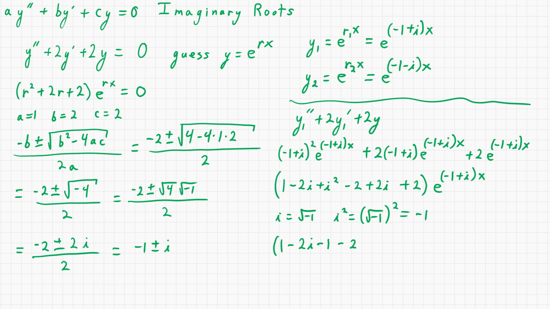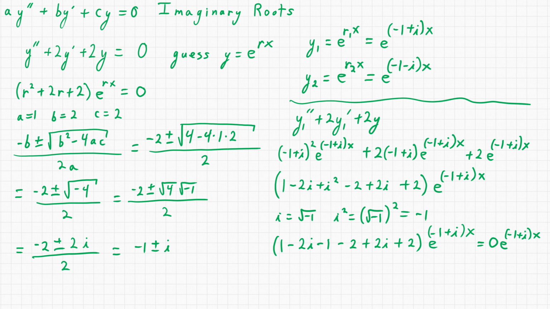Then I have my minus 2 plus 2i plus 2, all times e to the negative 1 plus i times x. Well, here we go. We have a 1 here, we have a negative 1 there, so those are gone. And we have a negative 2 and a positive 2, so those are gone. We have a negative 2i plus 2i, those are gone. So this actually ends up being 0 times e to the negative 1 plus i x.